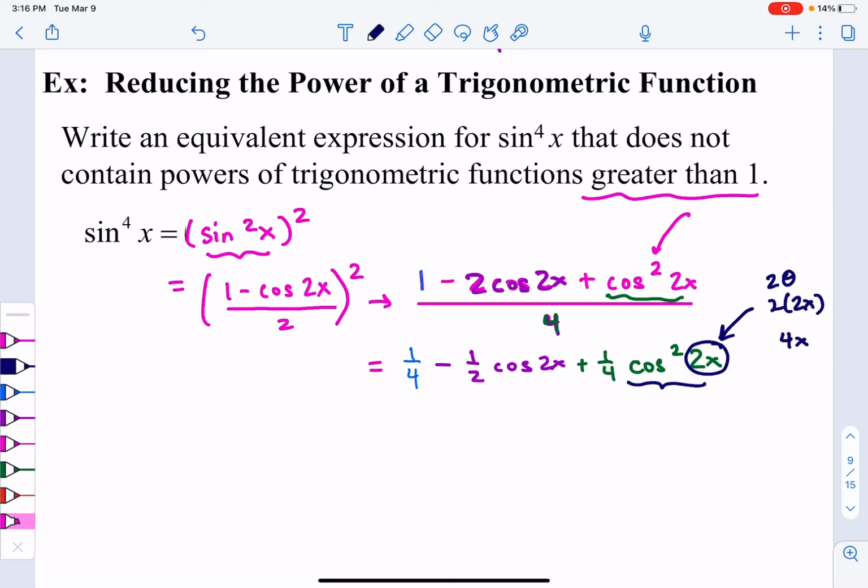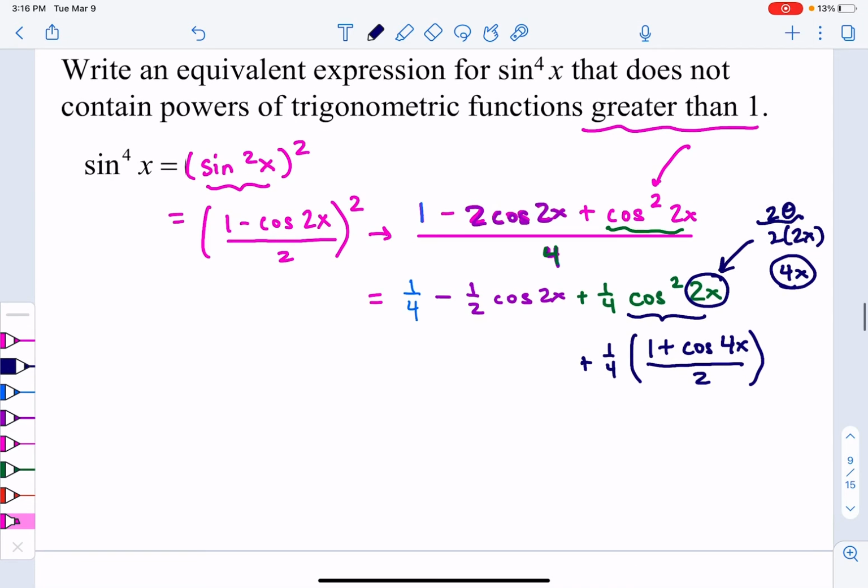So this 1/4 just kind of carries in the front. And then I'm going to take this cosine squared of 2x, and I'm going to rewrite that as my 1 plus cosine of 2 theta, which we said is going to be a 4x, and that's going to be divided by 2. And I have all the same stuff that's going to keep dropping down. You can rewrite it if you'd like. I'll do that just so I don't lose it.